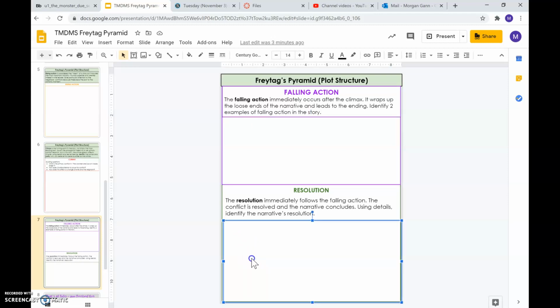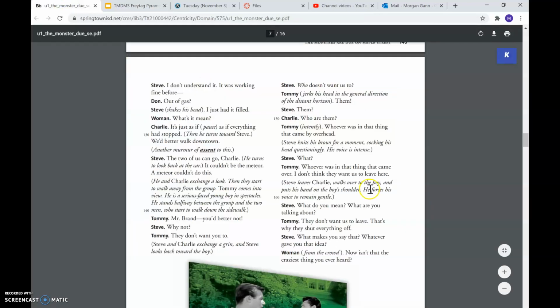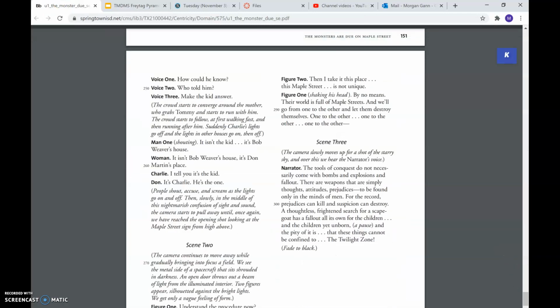And then your resolution. This occurs immediately following the falling action. The conflict is resolved. The narrative concludes. Using details, I want you to identify the narrative's resolution. What is the last thing that we see in The Monsters Are Due on Maple Street? I'm actually going to take us down to that.